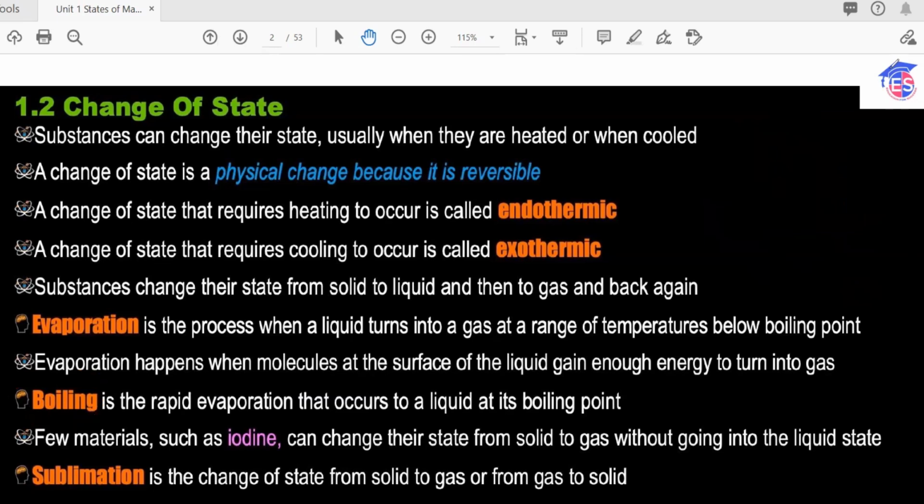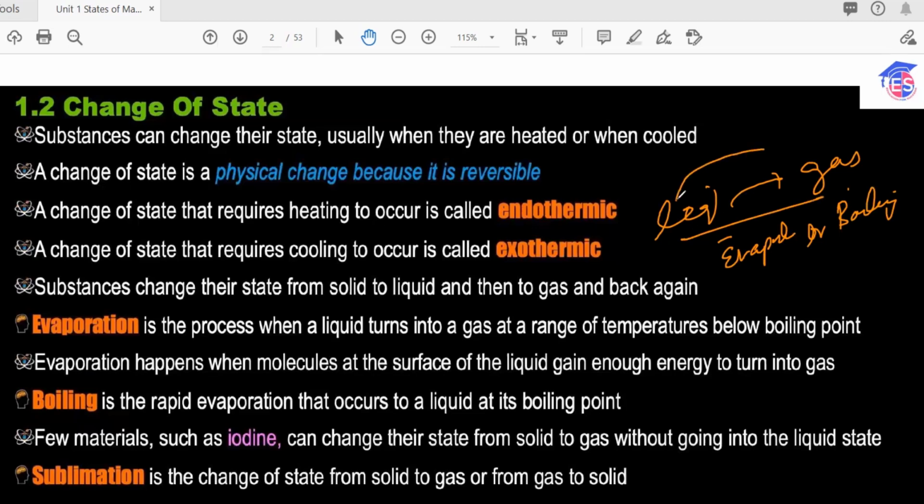But our main idea here is that when a liquid converts into a gas, there are two methods. Number one is evaporation, and the other one is boiling. So by two methods, the liquid can convert into gas. After that, if you have a solid and you convert it into liquid, this process is known as melting.